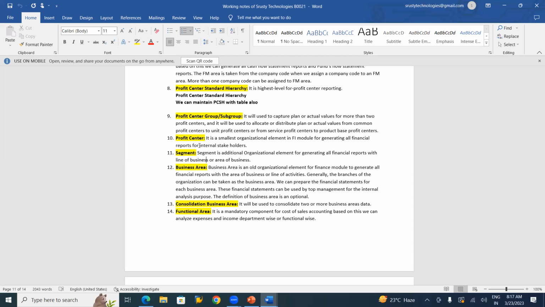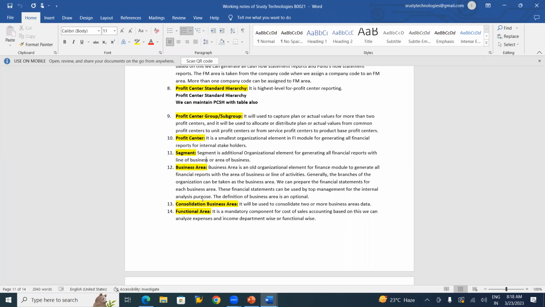Is this clear? Any questions? In our project, we are going to use both the segment and the business areas. Any questions? No, Naveen, thank you. Next one.